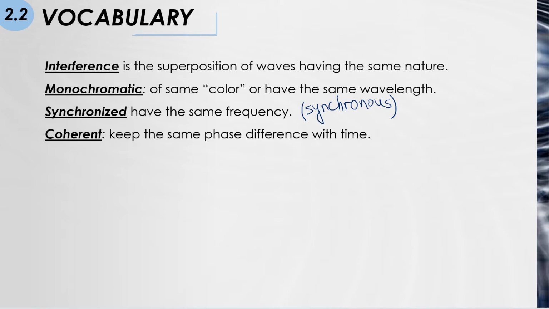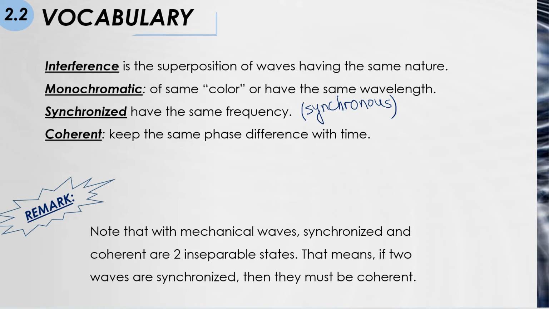That is, waves or sources producing waves are always vibrating in phase like each other, or opposite to each other, or no matter in which situation they are, but they keep that situation always. An important thing that we need to add is that with mechanical waves, synchronized or synchronous and coherent are inseparable states. Whenever two sources are synchronized, they definitely are coherent.